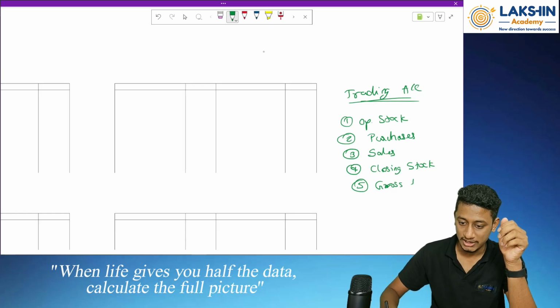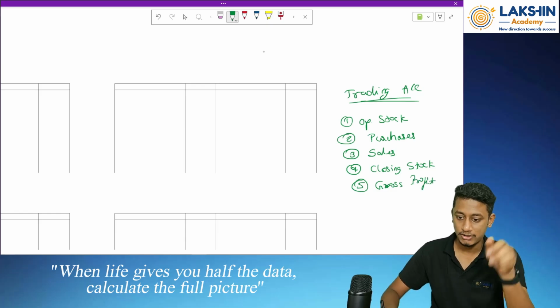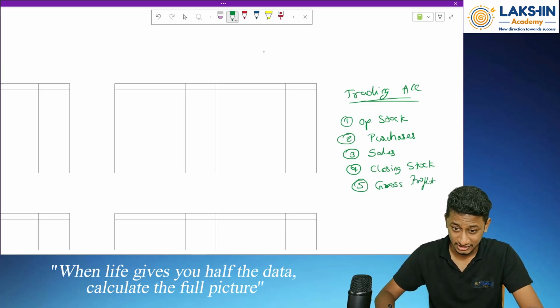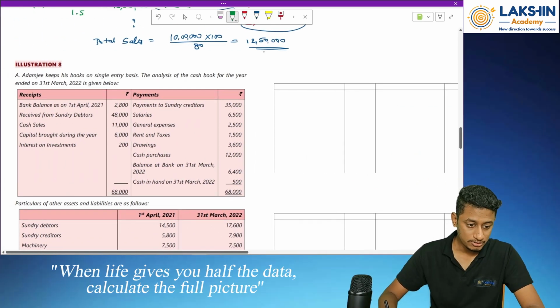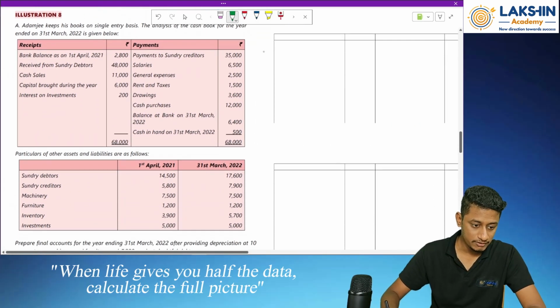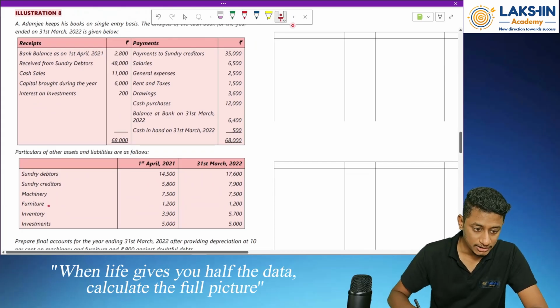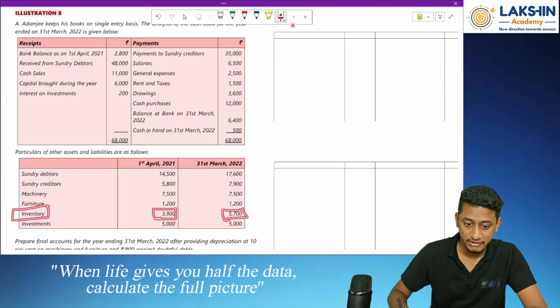So something should be given to us, right? Let us see out of these five items what is given to us. So go back to the question again. What is given to me? Only the value of inventory is given, that is 3900 and 3700, opening and closing. Both are given to me, the inventory part.